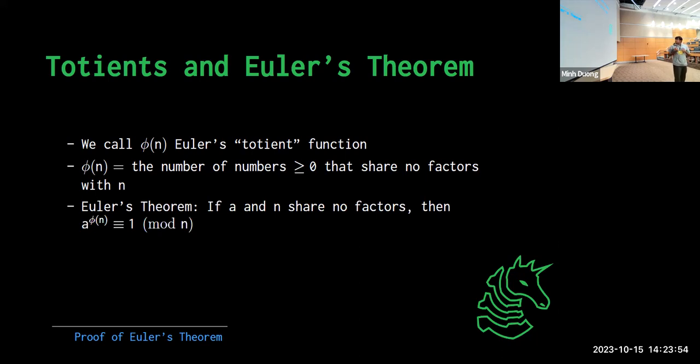Euler's theorem says if a and n share no factors, then a to the power of phi of n is equal to 1 mod n. So we're able to cycle back to 1 every time we take a to the power of the totient. That's Euler's theorem, and this theorem is the main basis for the RSA crypto system.